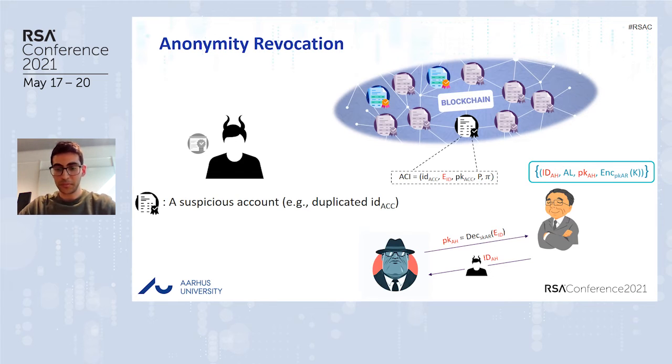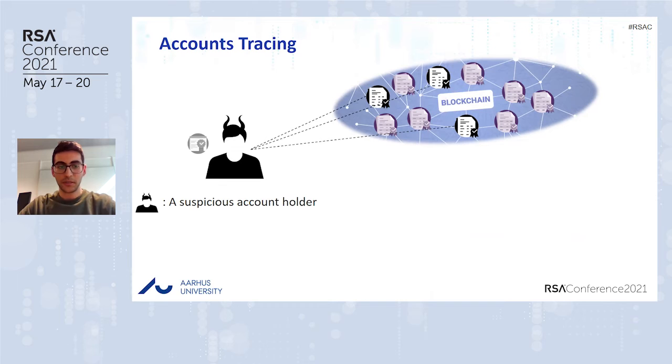So the anonymity revoker decrypts the EID inside the account creation information and sends the public key of the account holder to the identity provider. And now that the identity provider knows the identity of the account holder corresponding to this public key, he can just reveal this identity to anyone, for example, to the authorized parties. And now that we know the identity of the account holder, we want to also be able to trace different accounts that this party is creating in the chain.